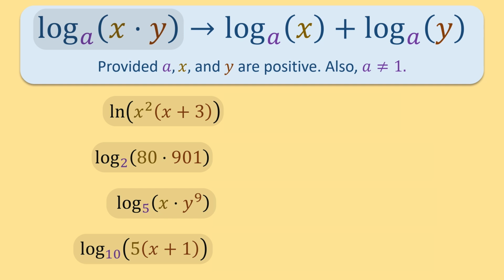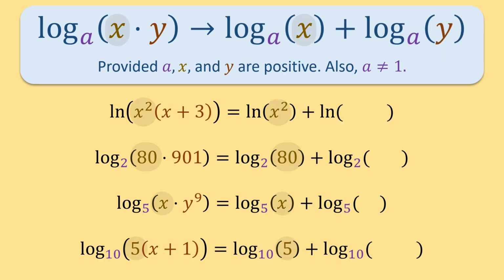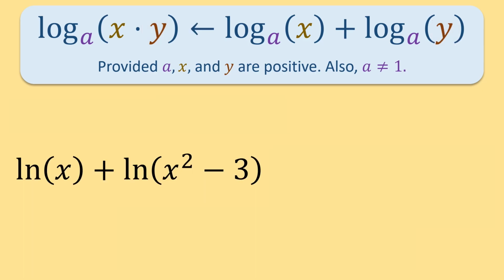Any single logarithm with a positive base that contains the product of two terms can be expanded into the sum of two logarithms of the same base, each containing one of the two terms from our product within the single logarithm. Consider this example here, natural log of x plus natural log of x squared minus 3.